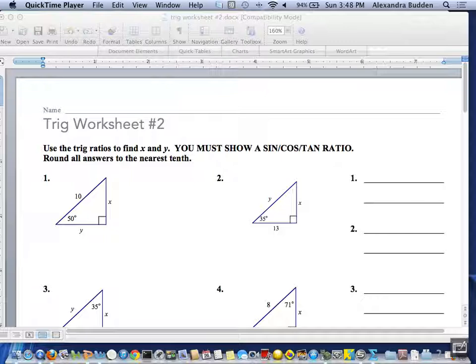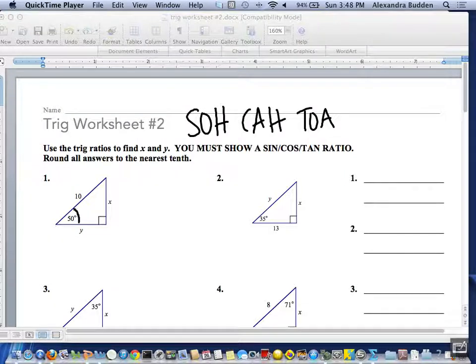Looking at problem 1, the first thing I'm going to do is write SOHCAHTOA at the top. So if you could please do that with me. Looking at problem 1, I have this angle. I'm going to start by finding x, so just ignore y. I have x, which is opposite of angle 50, and then I have this 10, which is the hypotenuse. Now I need to think, which ratio uses opposite and hypotenuse?